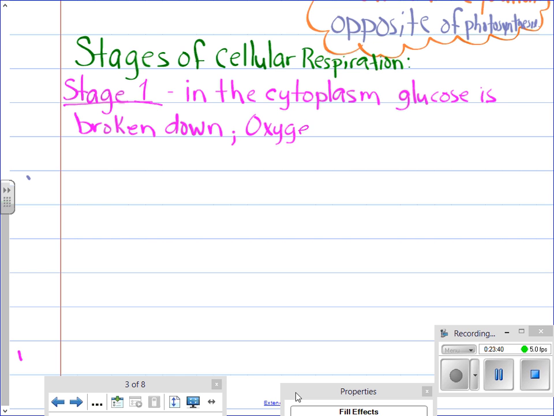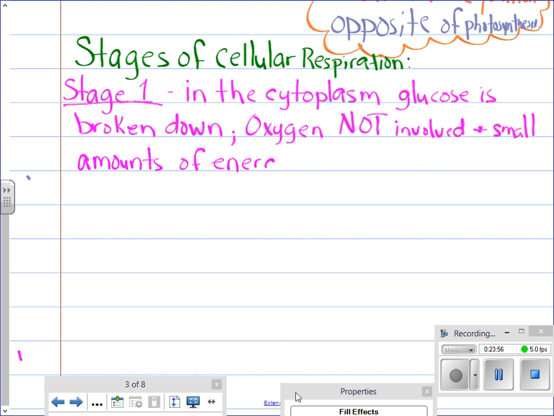Oxygen not involved in small amounts of energy release. Not enough yet. And why do you think it's not enough energy released yet? Because what's not involved? Oxygen's not involved yet. We don't have our full component, our full equation.